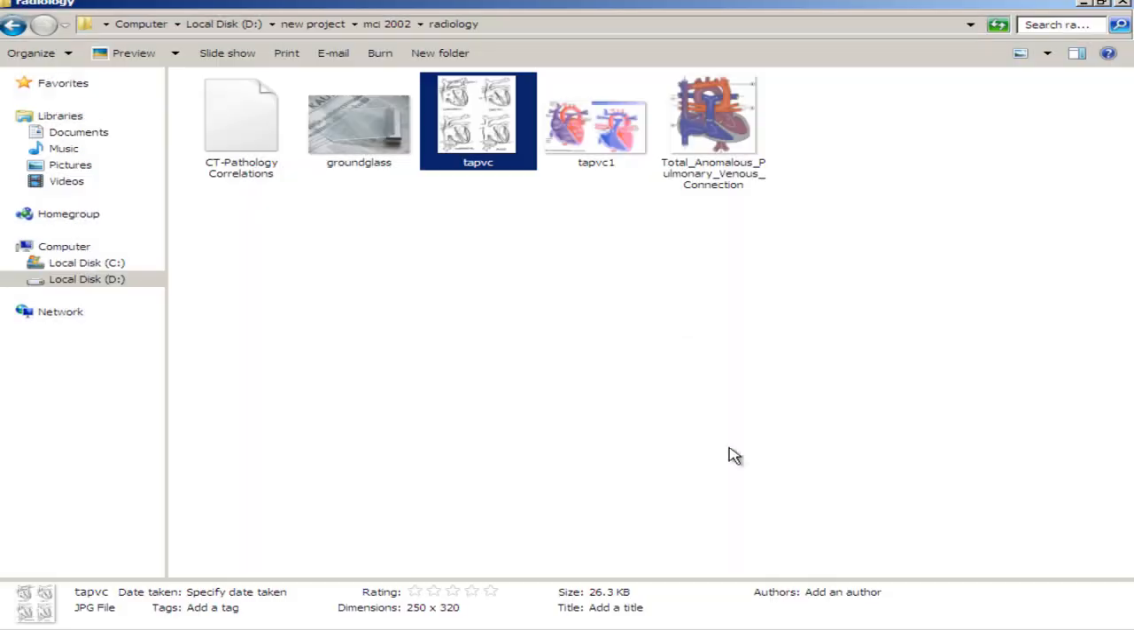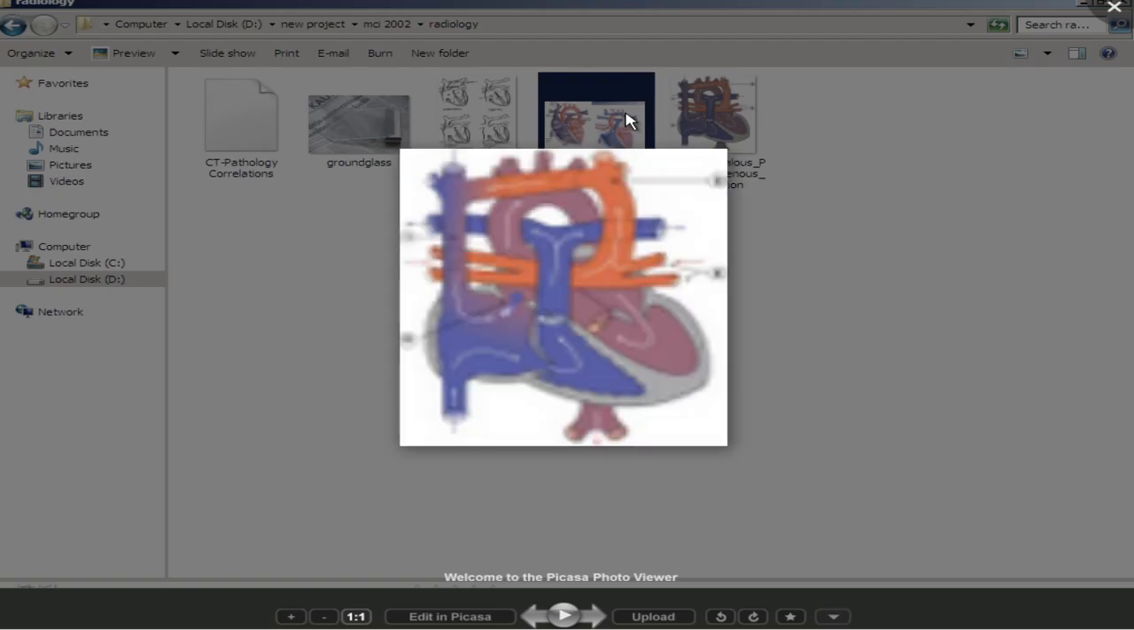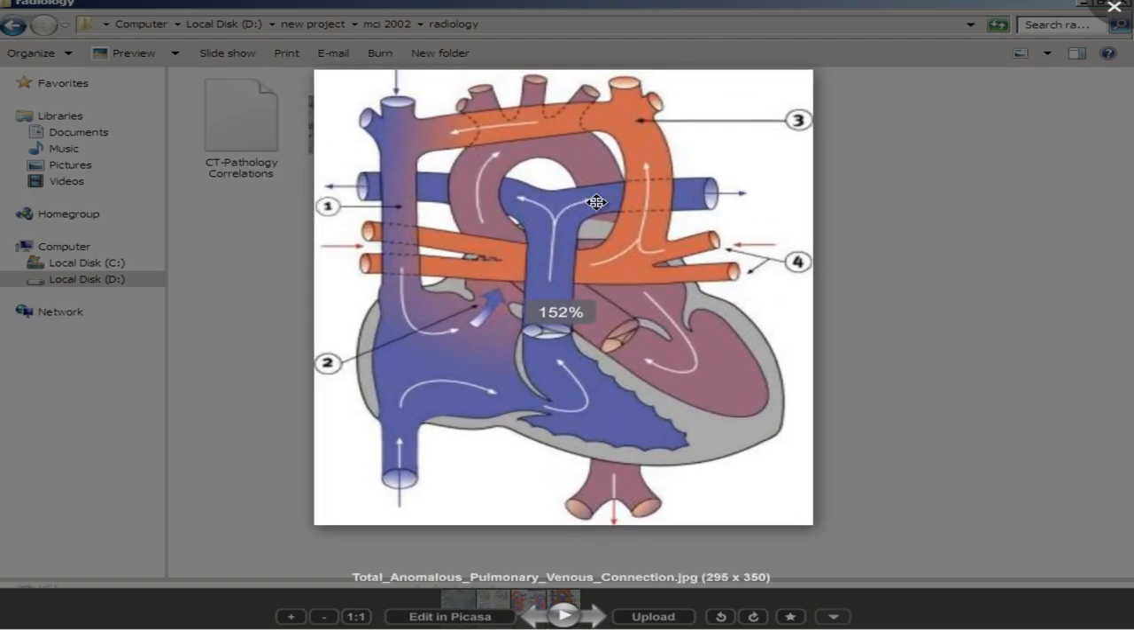You can see it better in a different diagram again. I think this is a better diagram. As you can see, the pulmonary veins, and there's a vertical vein which is joining with, and finally it joins the brachiocephalic, and finally it joins the superior vena cava and drains into the right atrium instead of the left atrium. This one here shows an ASD also present in this diagram.